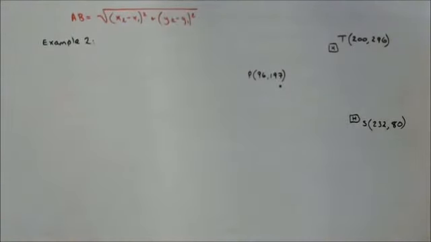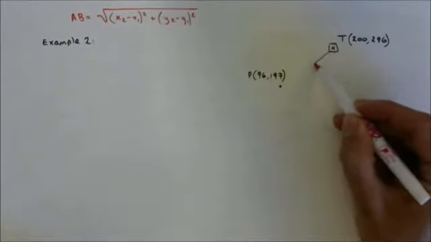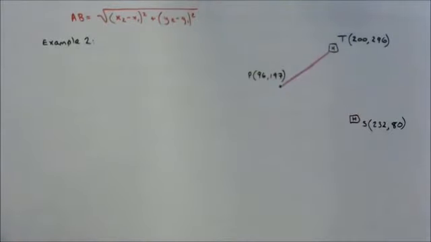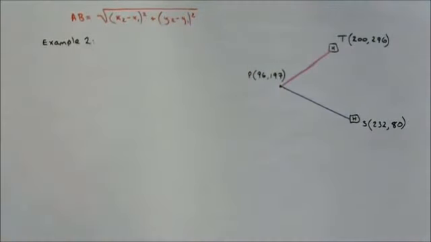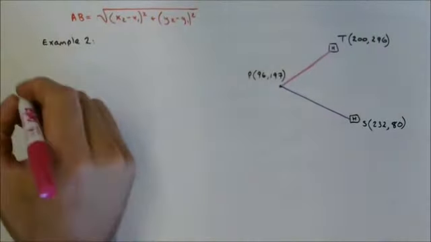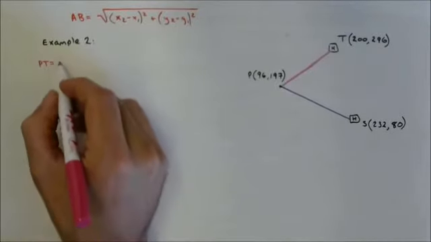A says, to which hospital should the helicopter take the patient? And then we're going to list any assumptions that we made based on this real-world possibility. Okay, so really all we're asking is, which hospital is closer to the patient? So it's really just 2 questions in one. We're going to find the distance between PT and we're going to find the distance between PS, and we're going to find out which hospital is closer, which distance is less. So first, PT. PT equals big square root sign.